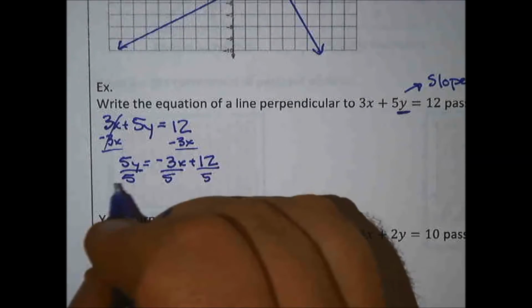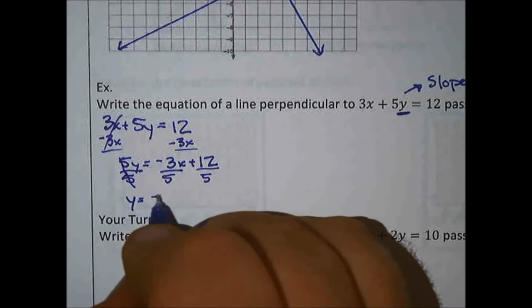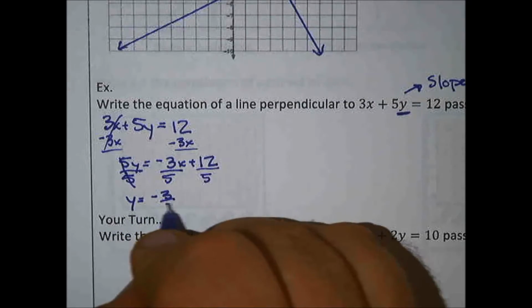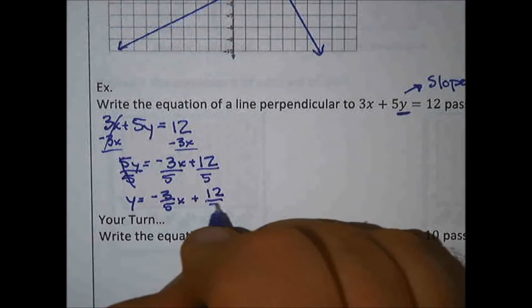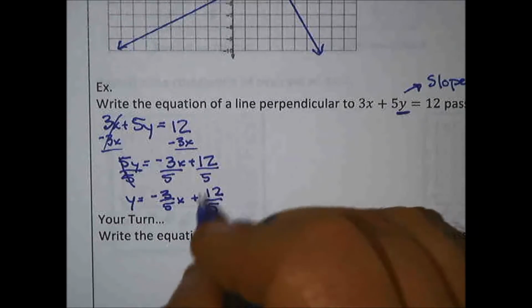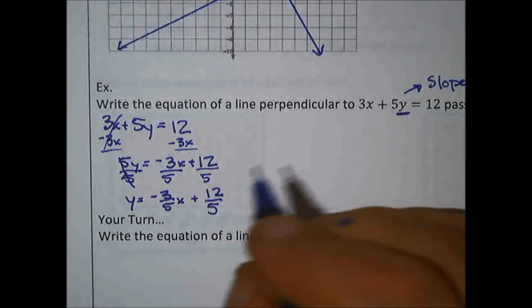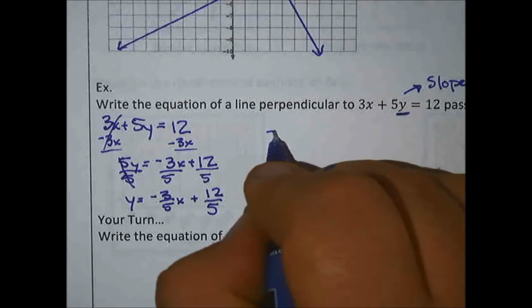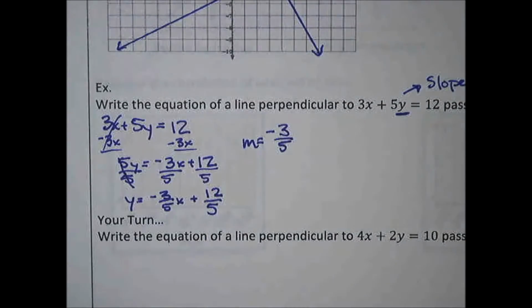Okay, I know you're starting to freak out because everything's a fraction, but in all actuality, we don't care about this 12 fifths. I hate to say it, but we really don't care about that guy. All right, all we care about is the slope. So my slope is negative 3 over 5. That's the slope of the original line.